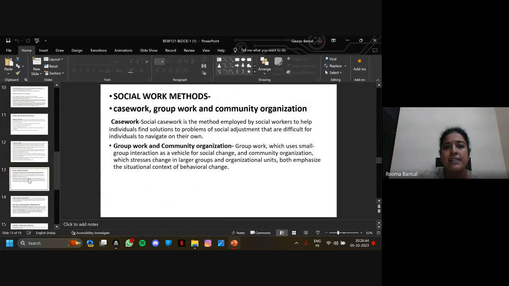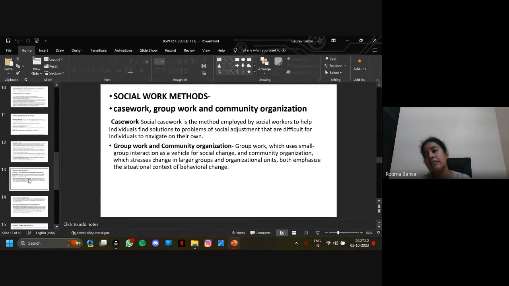Our next point is social work methods. Social work method means the way a social worker is working. It can be case work, group work, or community organization. Casework is what? Casework is working with an individual to find the solution of his problem.